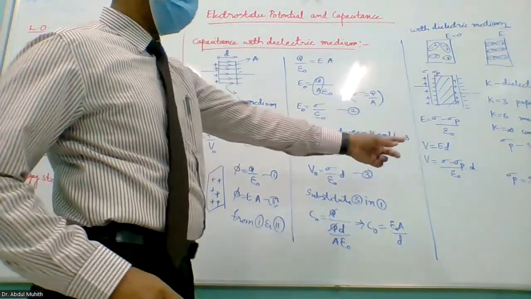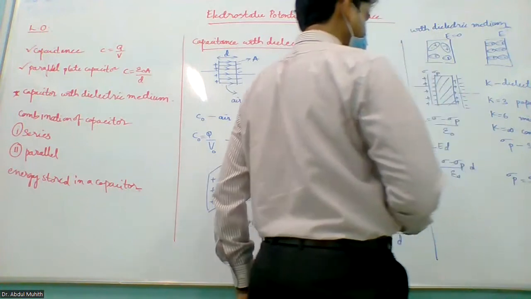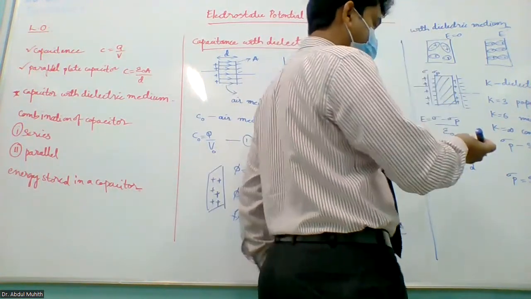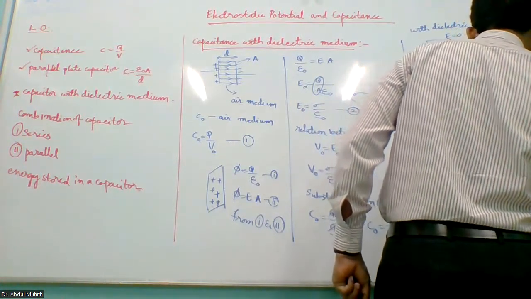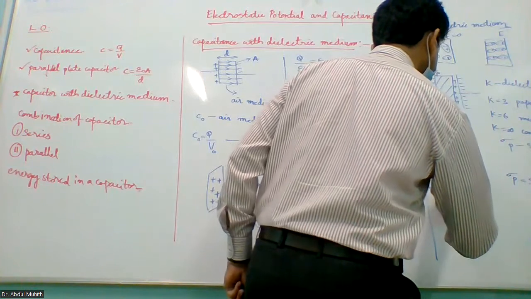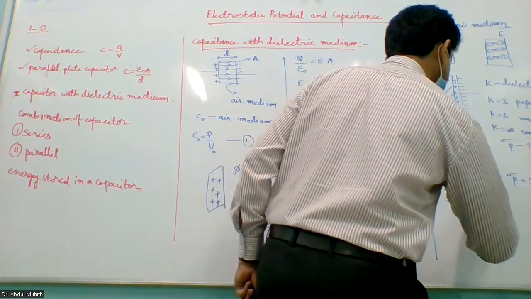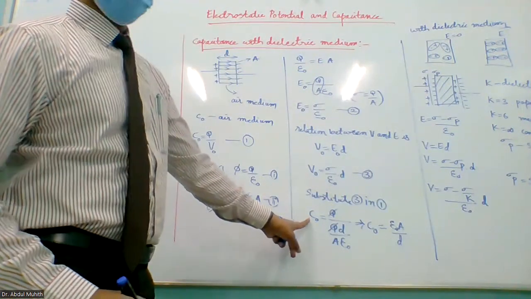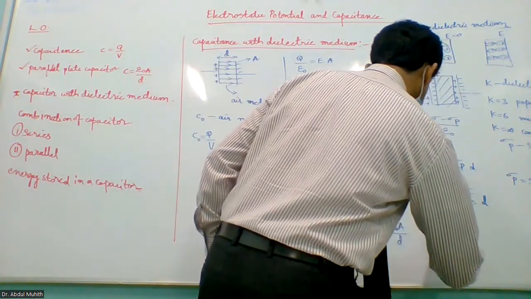So what happens is sigma P is equal to sigma minus this value. So how can we write now? Some k times of sigma we can take. We can write like this also, sigma by k we take. So V is equal to sigma minus sigma by k by epsilon 0 into D. So what is the next formula? C is equal to Q by V. So when we write C is equal to Q by V, C0 is equal to what?